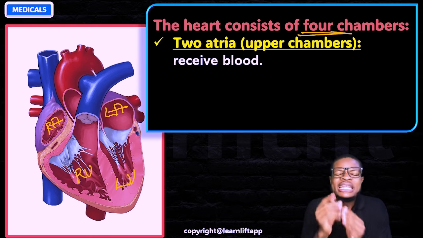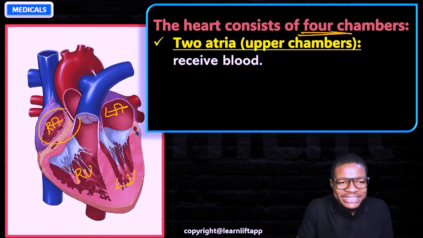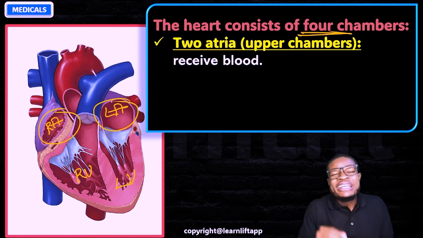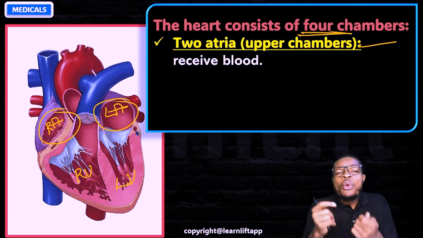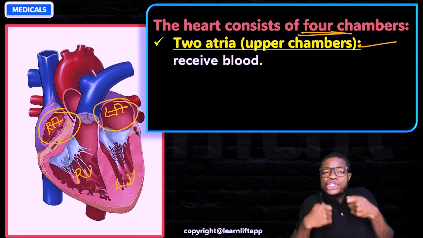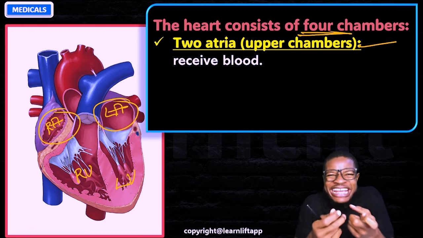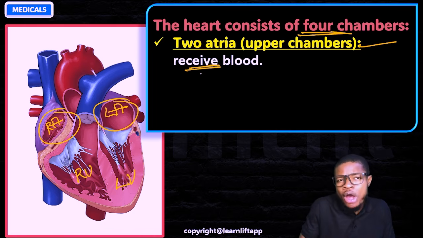But take note that the 4 chambers are made up of 2 atria. The upper part, the right atrium and the left atrium, form the upper chamber of the heart. And what is their function? They receive blood. Please, what is the function of the atria? They receive blood. Don't forget that.